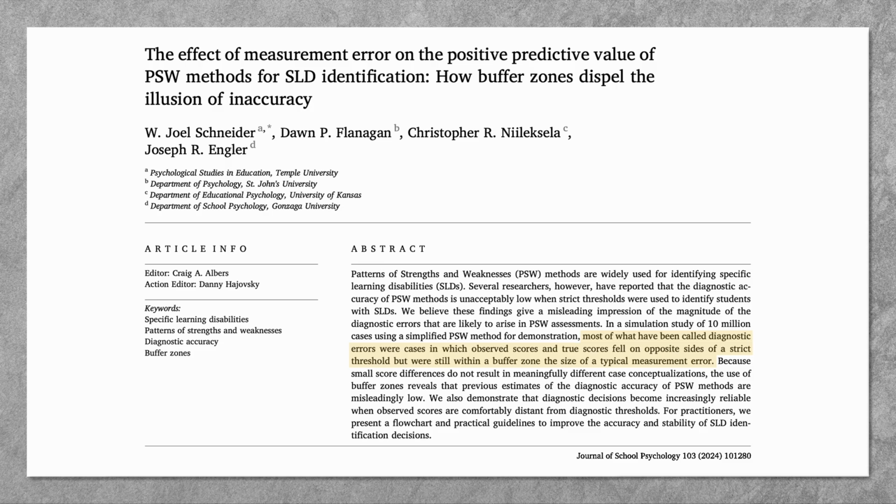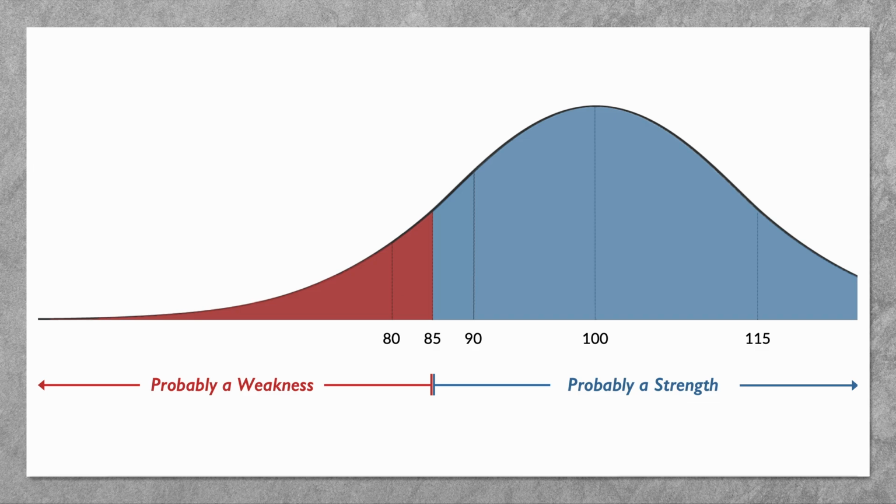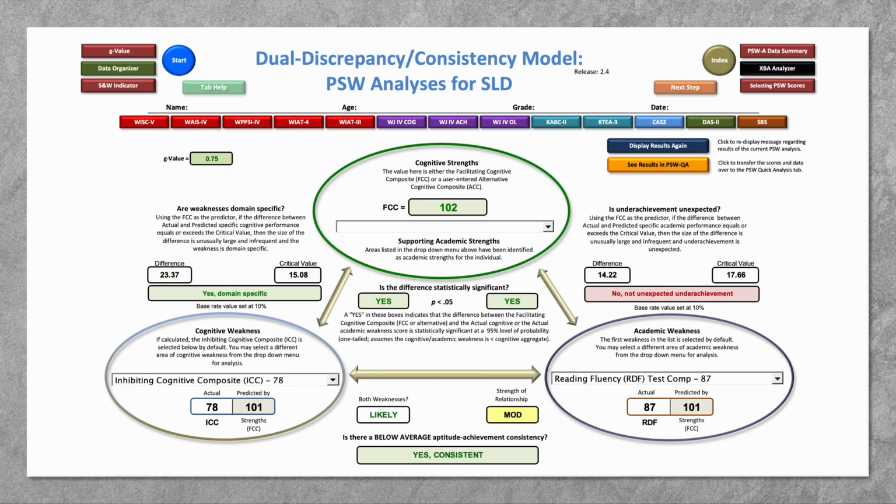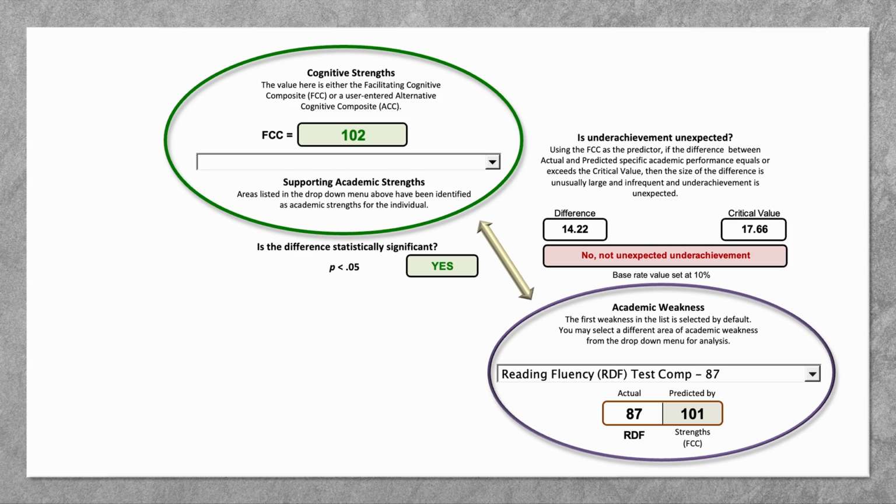And we talked about that a little bit. But it's interesting that we have a buffer zone for determining strengths and weaknesses. And we have a buffer zone for determining average ability. But we don't have buffer zones for determining domain-specific cognitive weaknesses or unexpected underachievement, right? So looking at this tab, we can see why the PSW criteria weren't met. The scores don't show unexpected underachievement. But how do we determine unexpected underachievement?